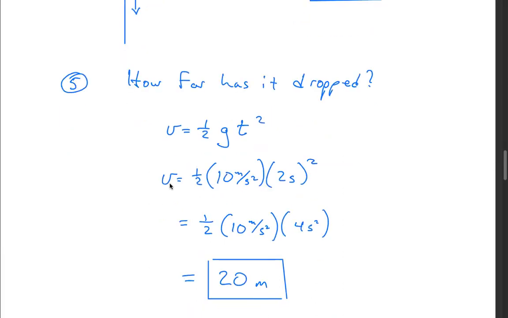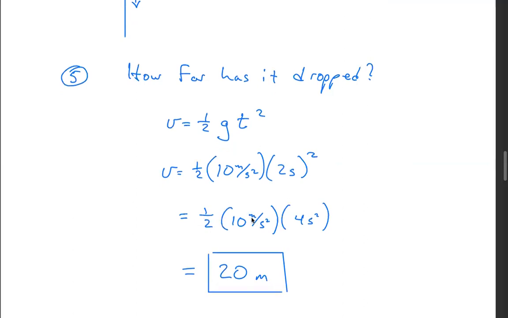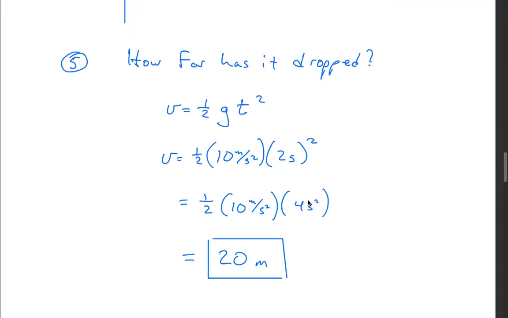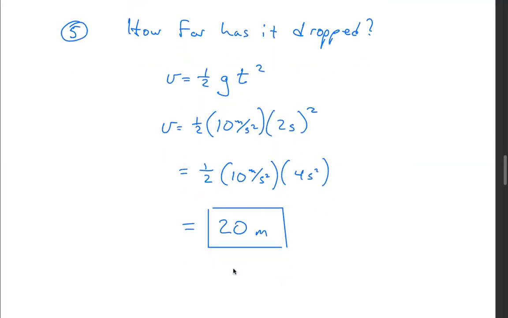So the distance it has traveled, or in this case, the Y is equal to 1/2 GT squared, is equal to 1/2 times 10 meters per second squared times 2 seconds squared. So it's 1/2 times 10 meters per second squared times 4 seconds squared. The second squared cancel, and you end up with 20 meters.